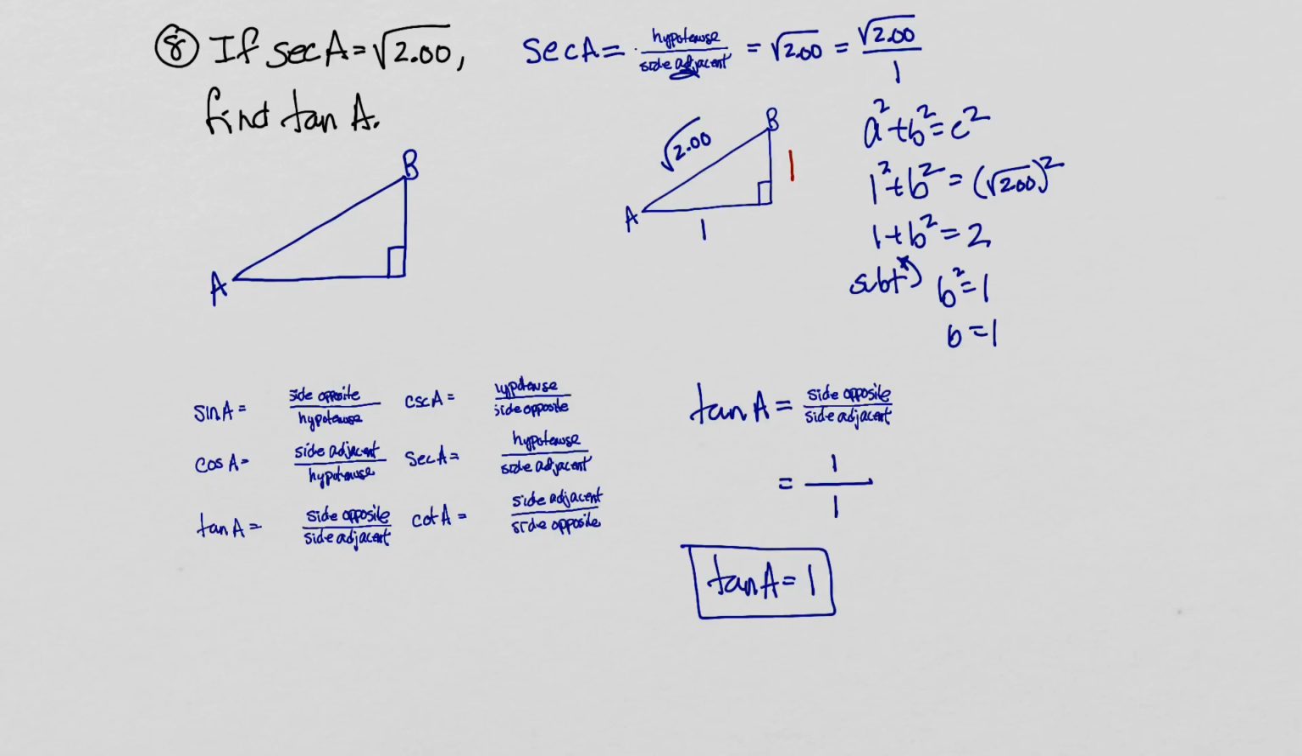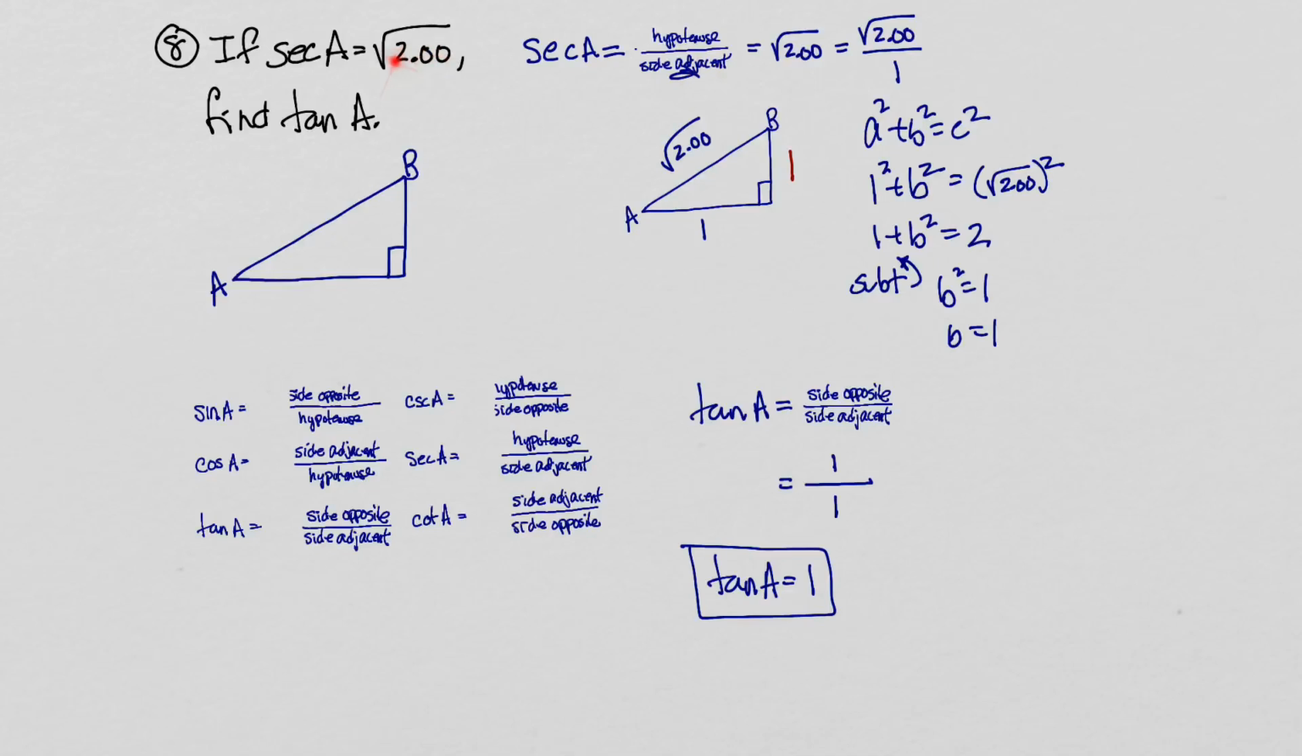Now, problem number 8 is just like 6 and 7. We're given that the secant of the angle A is the square root of 2. All right, now here's our definitions just to remind us. The secant of A, by our definition, is the hypotenuse divided by the side adjacent. I've got it right down here in our definitions. It's the hypotenuse over the adjacent.